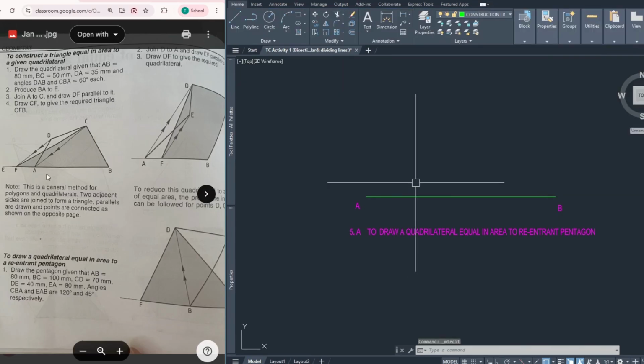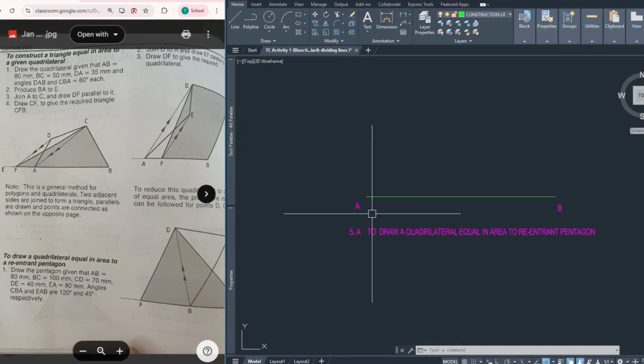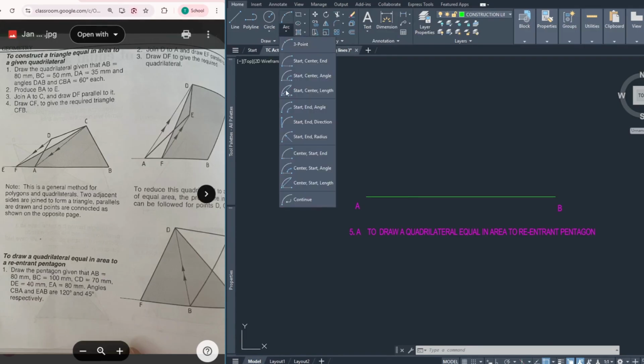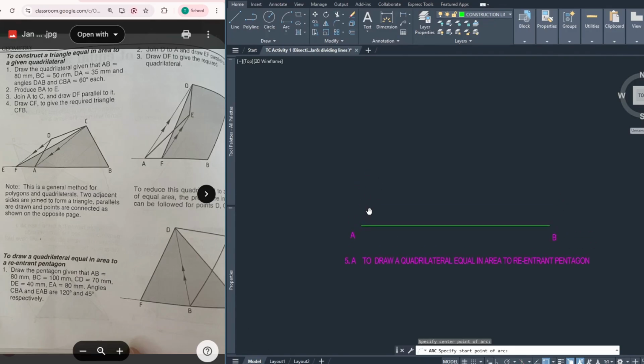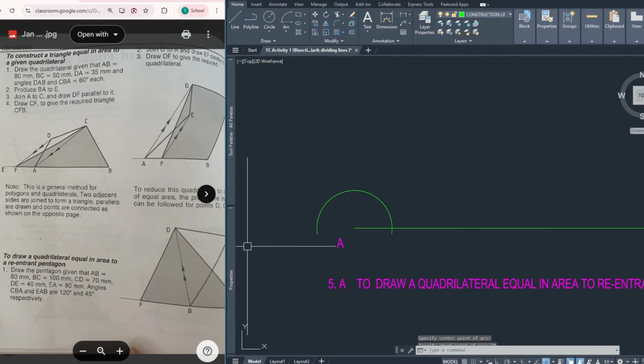Next thing I need to do is to find the angles that are constructed at A and the angle that is supposed to be constructed at B. So CBA is telling us that the angle is 120, EAB is 45. So for the angle that should be at A, that's going to be 120. So center, start, end. And we are going to draw our semicircle going all the way around.